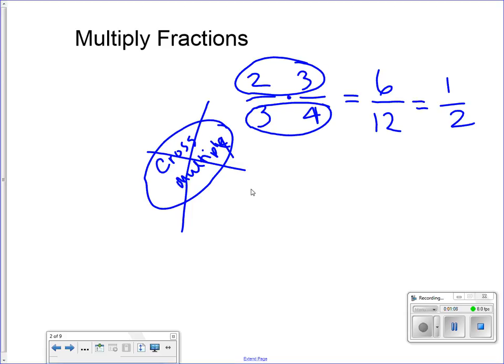So you are multiplying across. It's a little bit different from adding and subtracting. You might remember that adding and subtracting, you only added the numerators. You did not change the denominators. When you are multiplying and dividing, you multiply and divide both the numerator and the denominator.